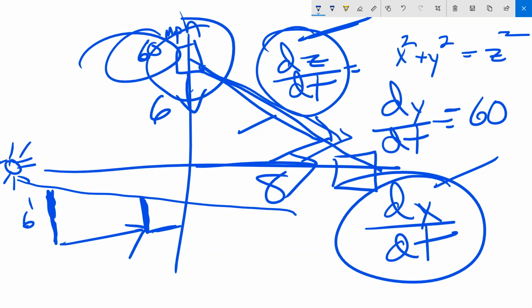Some of these are cooler than others, but this is one I always found particularly cool. In fact, the shadow is going faster than he is. We can do the math to figure it out.